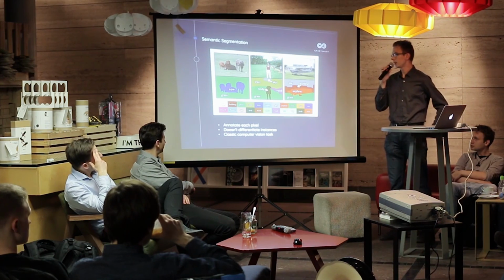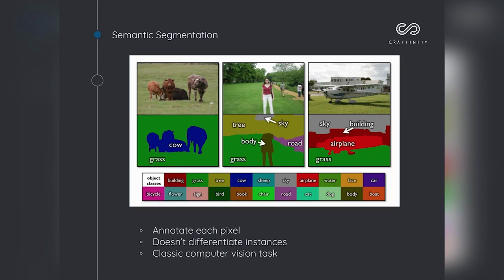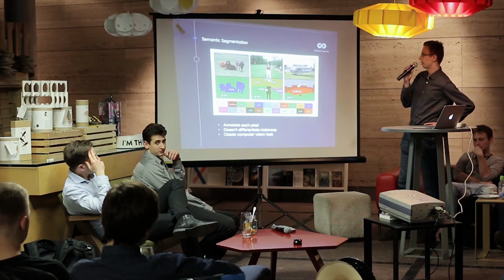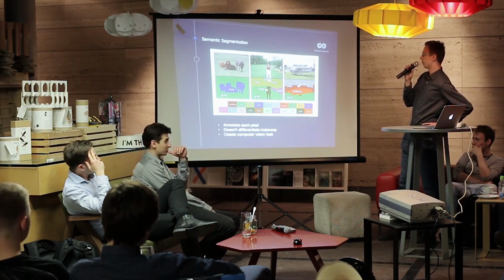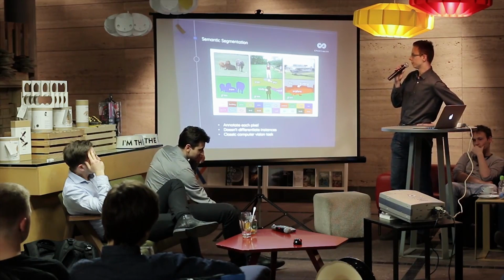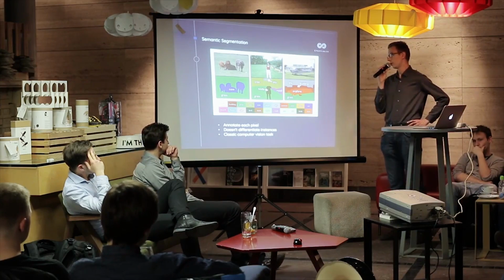In the case of segmentation, we can distinguish two kinds of segmentation: semantic segmentation. In semantic segmentation, as in every kind of segmentation, we annotate each pixel, but we don't differentiate objects. So basically, in the image on the left, we segment the image, and we know that there is grass and a cow, but we don't know how many cows are on the image. And sometimes it's very important.